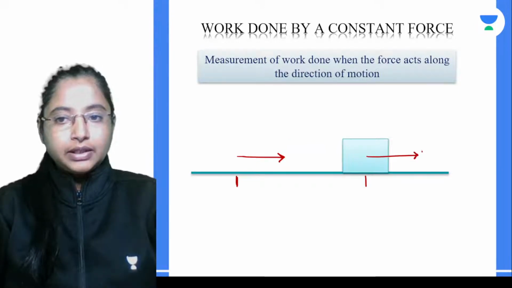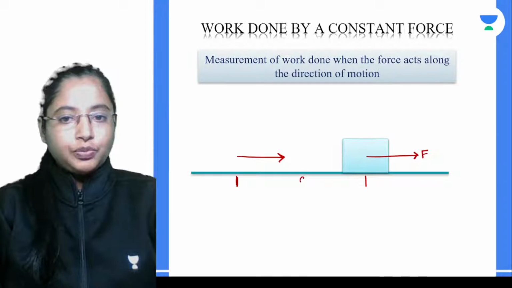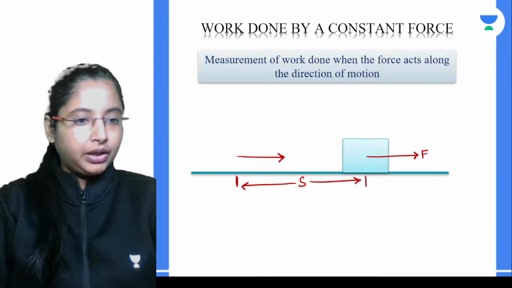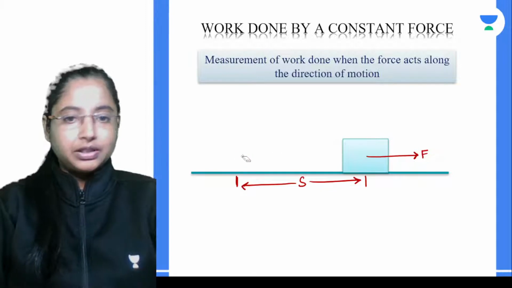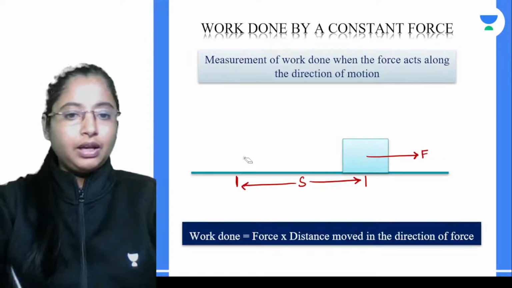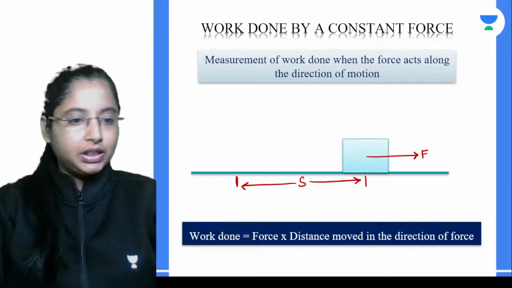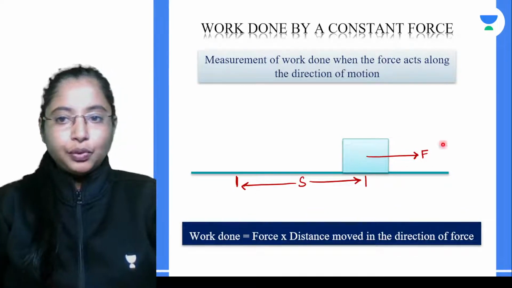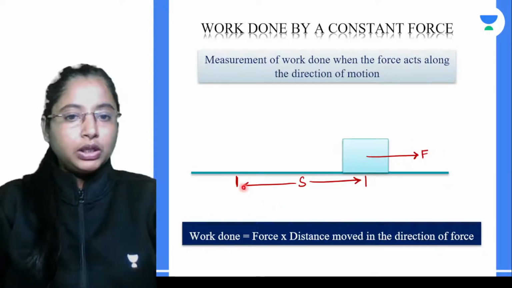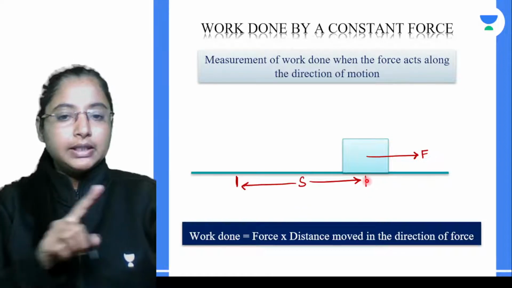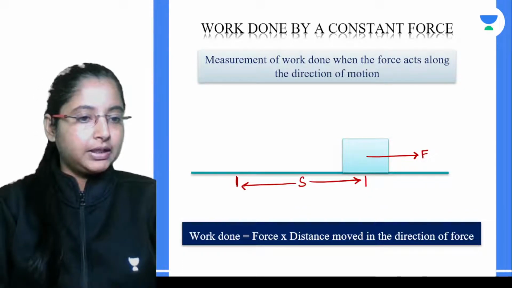So force acts in this direction, and the object's displacement is in the same direction as the force. Okay, the object moves in the same direction as the force, right? Then we say work done is nothing but equal to the applied force times the distance moved by the object in the direction of the force.